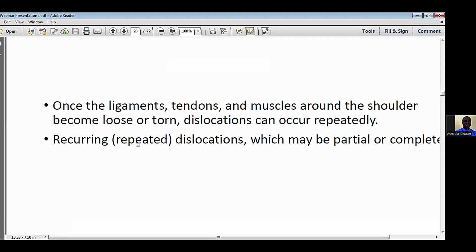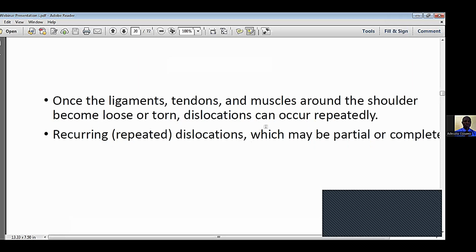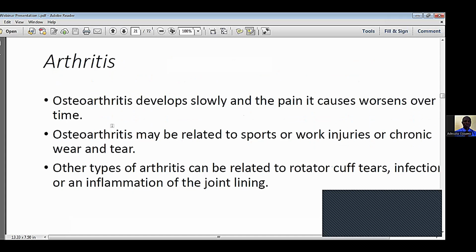So we call it dislocation, which may be partial or complete. You can see the picture I put there. It can happen that it's going to be complete. We call it complete dislocation. Yeah, there can be arthritis. I think all of us are familiar with this.